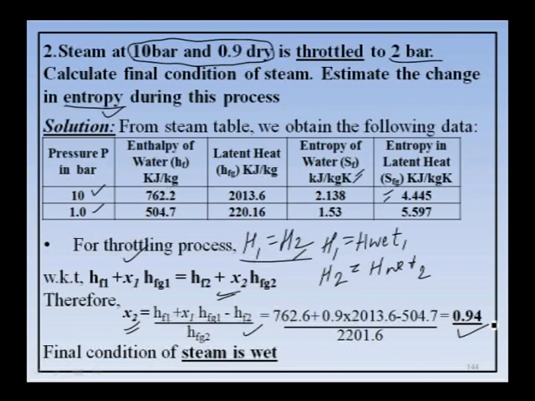You will get the value of X2, the dryness fraction after throttling, is 0.94. It is less than 1. Therefore the condition of steam is wet. So initially it is wet, finally it is also wet. If it is exactly equal to 1, the final condition is dry. If it is more than 1, then the final condition of steam is superheated.